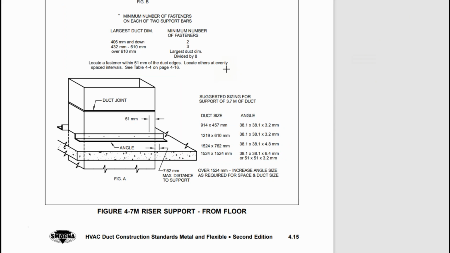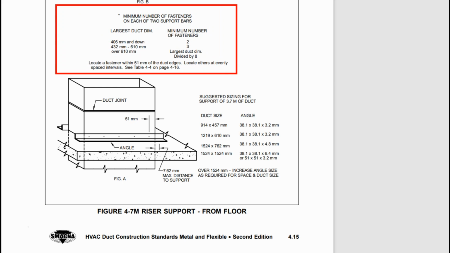To calculate the number of fasteners for duct riser support, we use this table. Up to 406 millimeter duct size, we use two fasteners. Then up to 610 millimeter size, we use three fasteners. Then above this size, we divide the duct size by 8 if the size is in inches, or if the size is in millimeter, then we divide the duct size by 200 to get the total number of fasteners. And locate one fastener on each side of the duct at a distance of minimum 50 millimeter.